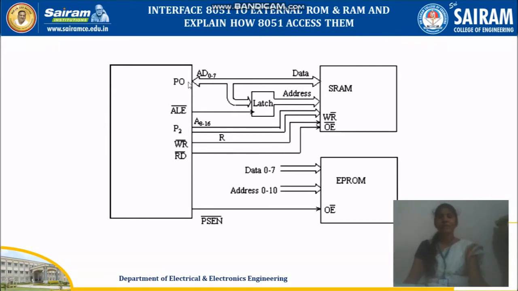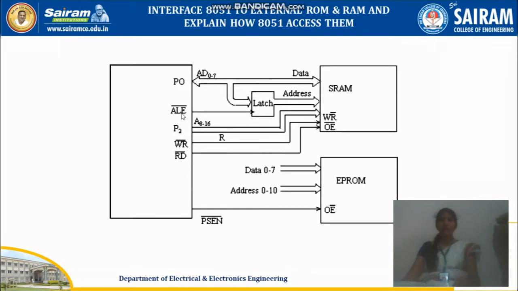But port 0 has multiplexed address and data bus. But this multiplexed address and data bus has to be demultiplexed, because we need to segregate address separate and data separate. For that you need to latch. So to latch it, I have to use address latch enable. The signal address latch enable, what we have shown over here, it is an active low signal.